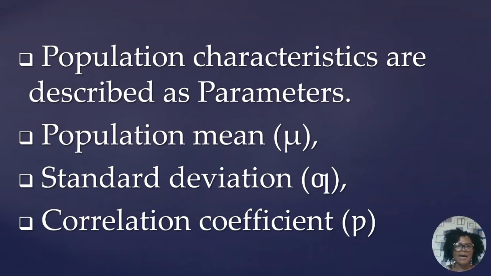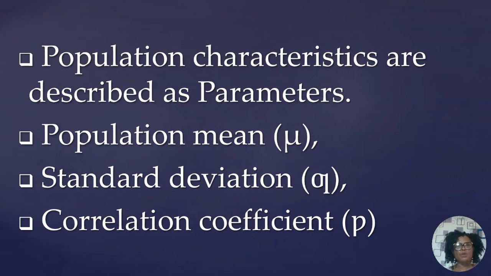Population characteristics are described as parameters. Whenever you're working with a population, there are some people who use the population as their sample because the population where they want to work is not large enough. Therefore, they didn't see any need for sampling. In that case, whenever you're mentioning the characteristics of what you are using, those characteristics are described as what? Parameters. Parameters are used to describe the characteristics of a population.